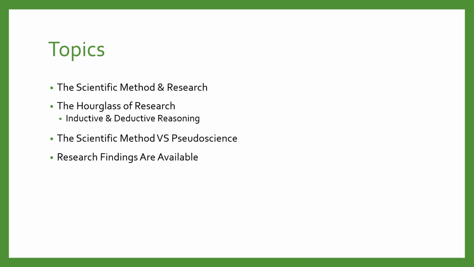Then I'll cover the hourglass of research, how we start broad, get narrow, and then get broad again through inductive and deductive reasoning. Then looking at how the scientific method differs from pseudoscience and some things to look out for to know that you're looking at pseudoscience and not legit scientific method-based science. And then just a brief overview of where you can obtain these research findings that are acquired through the scientific method.